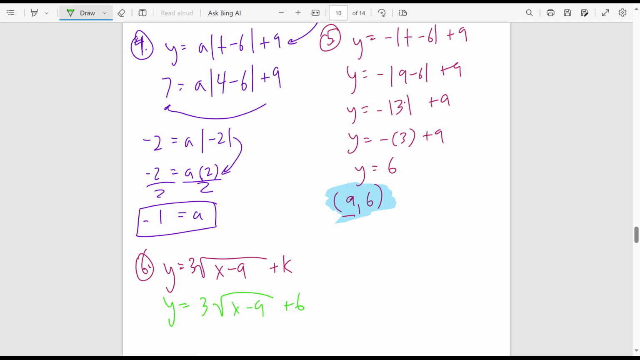Because it's telling me what the h and k is by writing it down right there. So it's kind of hidden in plain sight. That's where a lot of people will freeze.